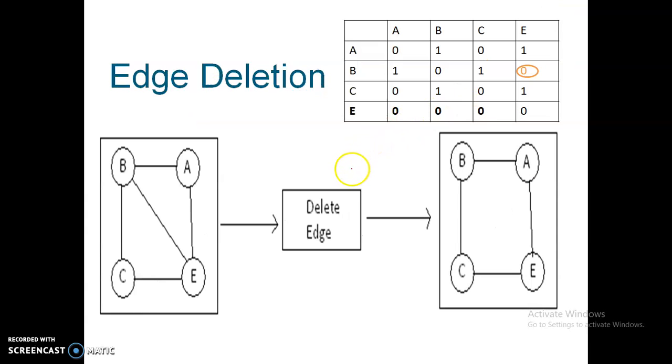Next, edge deletion. If this is the graph from the previous slide, we have 5 edges here and I want to delete one of the edges. The edge B to E is deleted. This edge is deleted from the graph. Now we need to update the value of B to E as 0. Already there is a value 1, and we are updating that value to 0, so the edge is deleted from the graph.